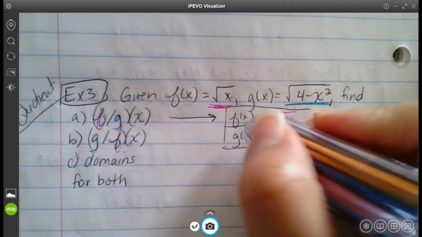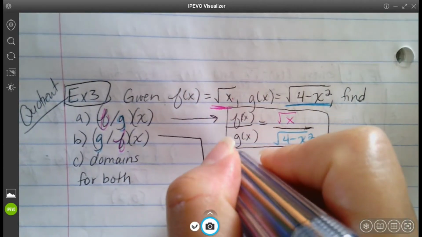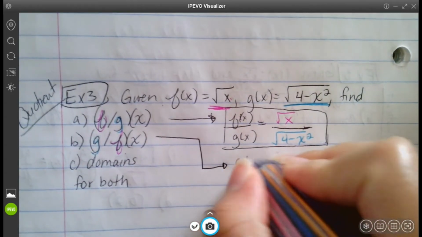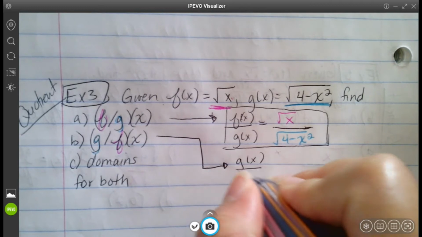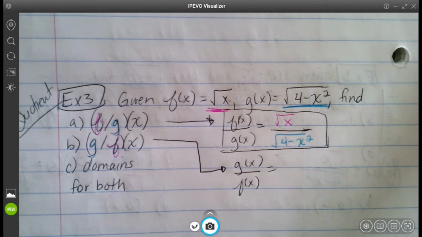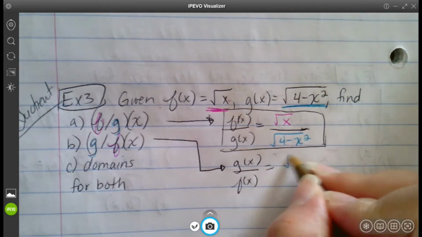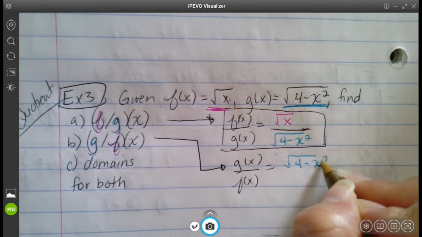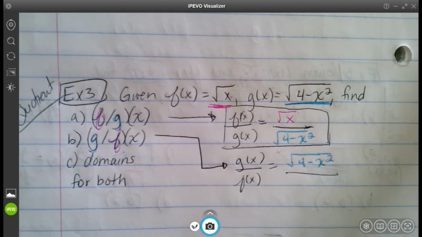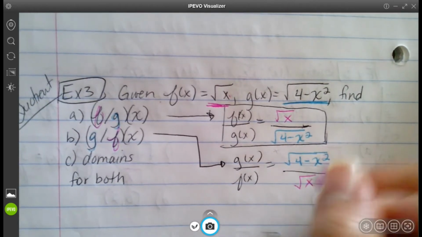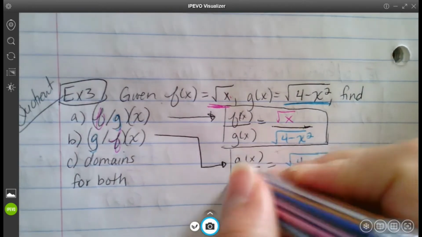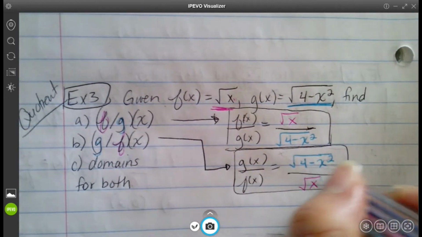Okay, nice and easy. For the answer for B, we're going to do the opposite. We're going to do g first. So g of x divided by f of x. Okay, so now we're going to flip it. So the g function goes first. So all of this, square root of 4 minus x squared divided by f, which is square root of x. And just like the problem before, we really can't do anything else at this point. So I'm just going to box this up. This is my answer for B.